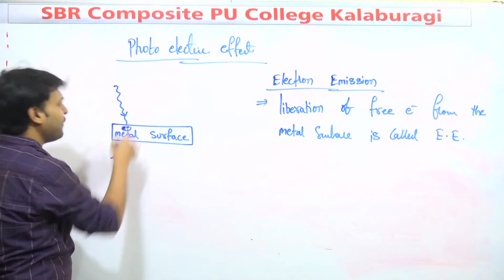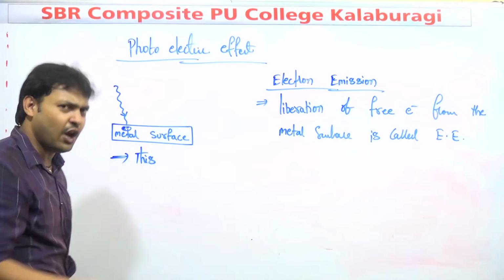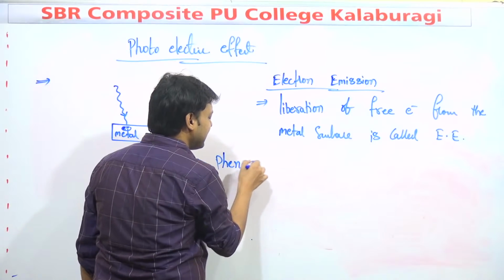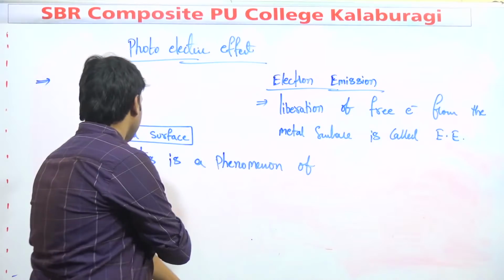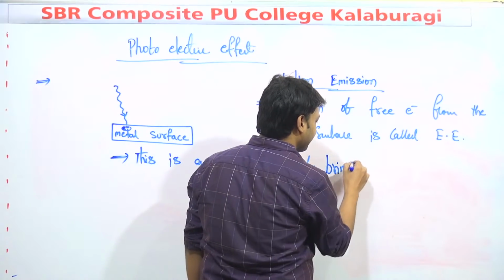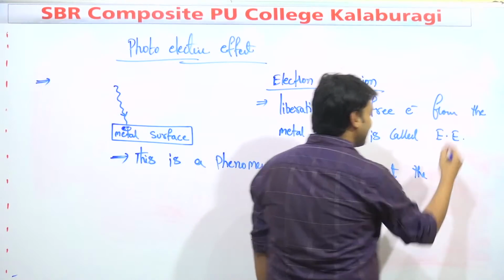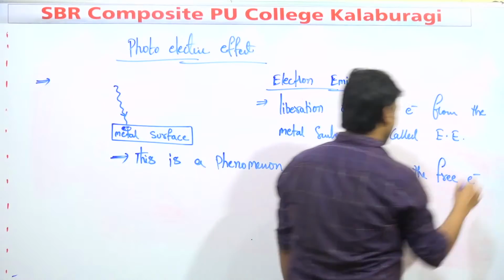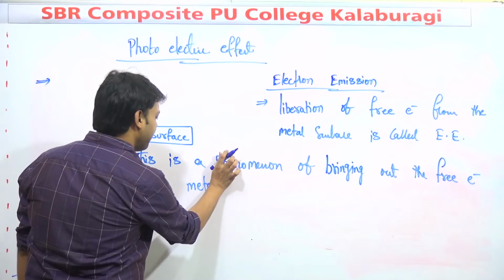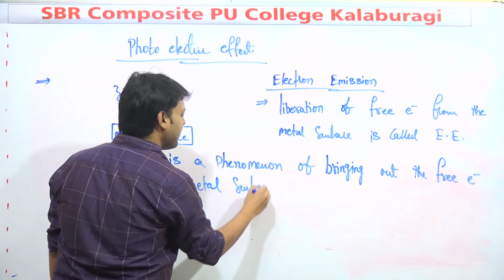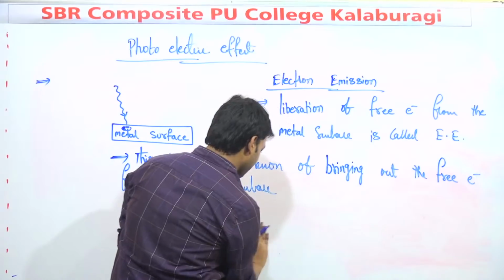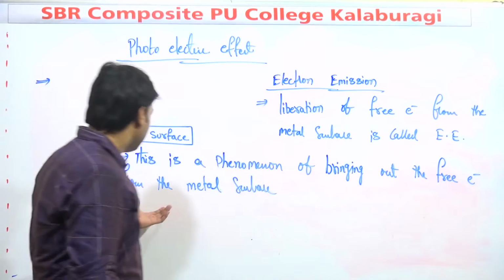Right? So try to write the definition. Photoelectric effect is a phenomenon of bringing out the free electrons from the metal surface by the action of light on the metal surface. How are we bringing out the free electrons from the metal surface?